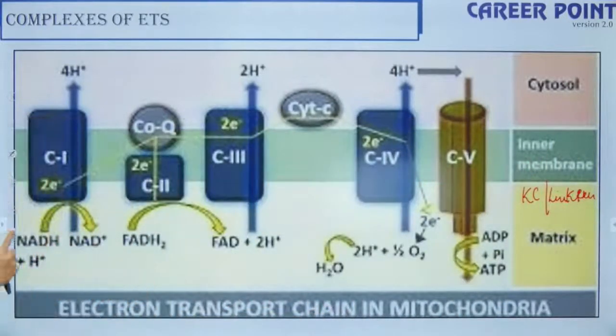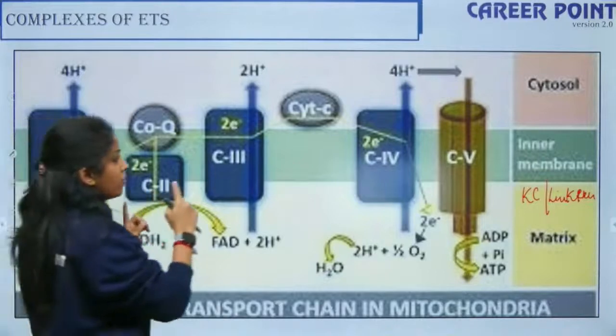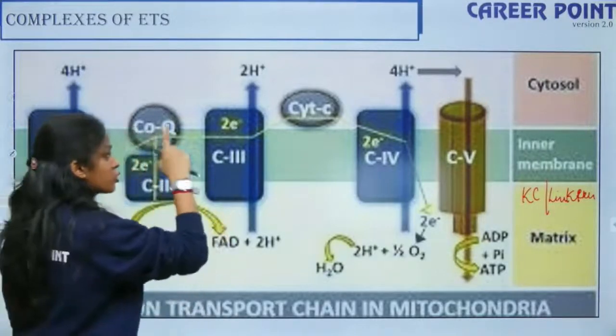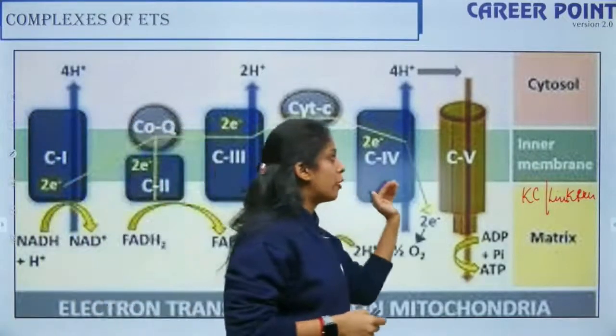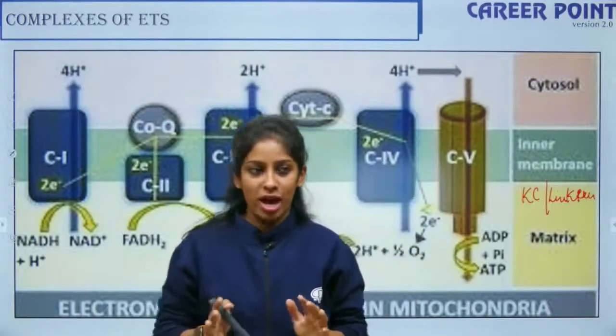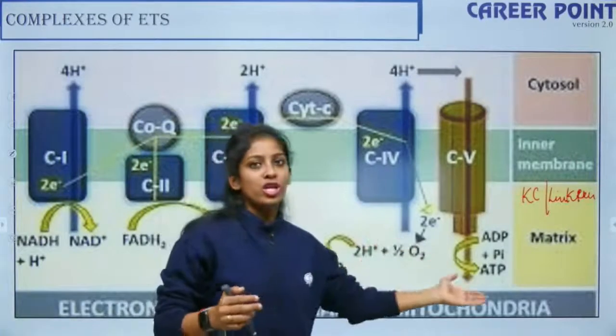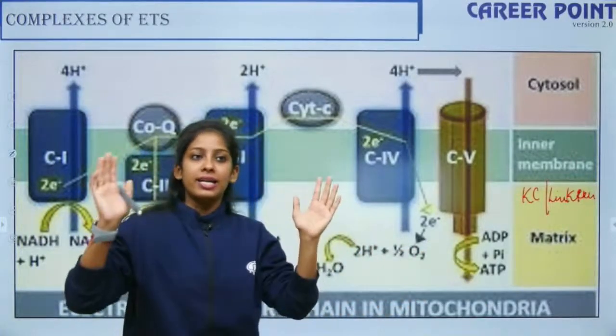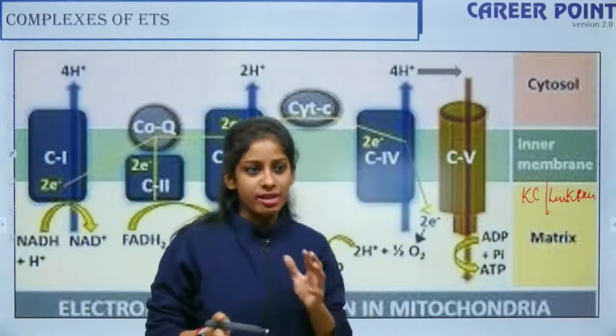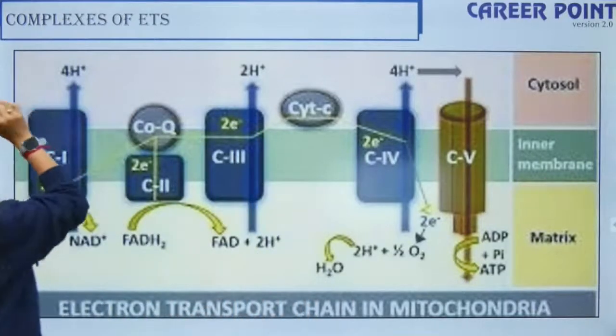Your electrons move from complex 1 to complex 3, complex 2 to 3, then to complex 4 and finally complex 5. This is how it moves, and finally we get water as well as ATP. That is the entire concept of your ETS. Fine? Okay, so let's move forward.